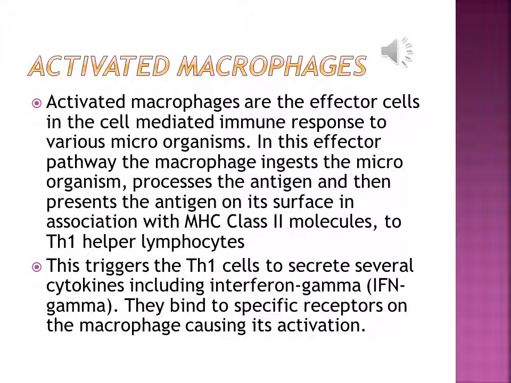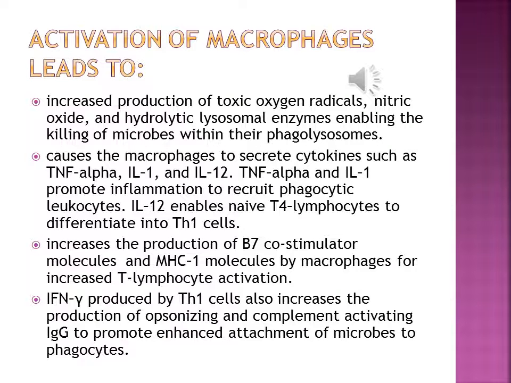This triggers the T helper 1 cells to secrete several cytokines including interferon gamma. They bind to specific receptors on the macrophage, causing its activation. Activation of macrophages leads to increased production of toxic oxygen radicals, nitric oxide, and hydrolytic lysosomal enzymes, enabling the killing of microbes within their phagolysosomes.